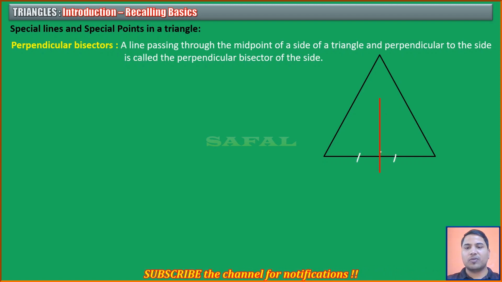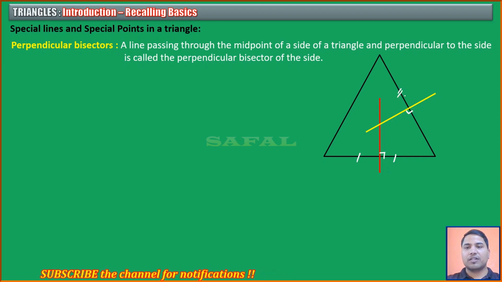These two lengths are equal, and also it is perpendicular to the side. Similarly, for the second side I can have a perpendicular bisector, so here also these two lengths are equal. And similarly for the third side also I can have a perpendicular bisector. Here also 90 degrees. I can name it A, B and C.